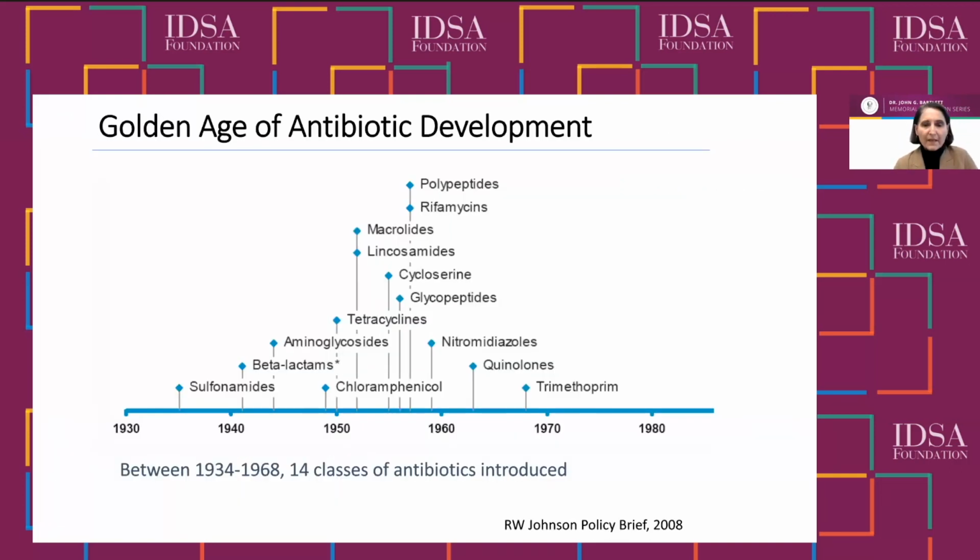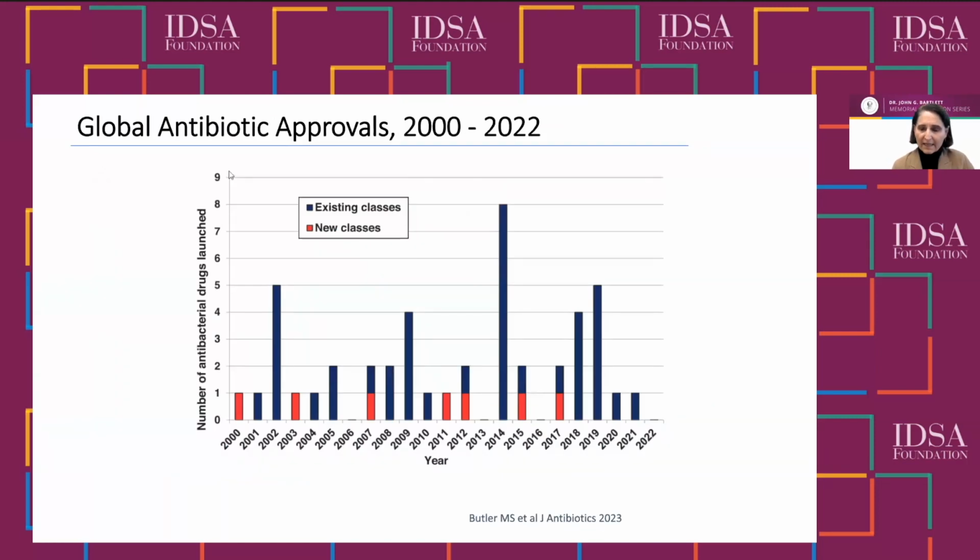Next slide. So the golden age of antibiotic development was quite some time ago, between about 1934 and 1968, when 14 classes of antibiotics were introduced. Next. But this has really declined over, and I know you've all heard this, the last really 35, 40 years. And in the last decade, only 2 new classes of antibiotics were released anywhere on the globe.